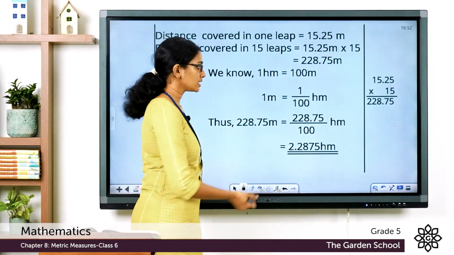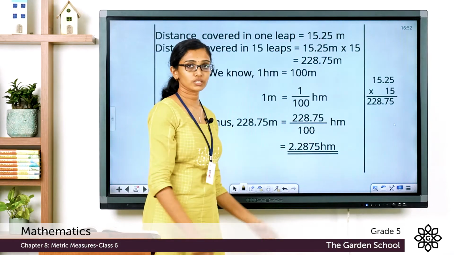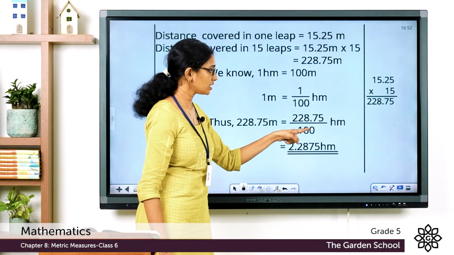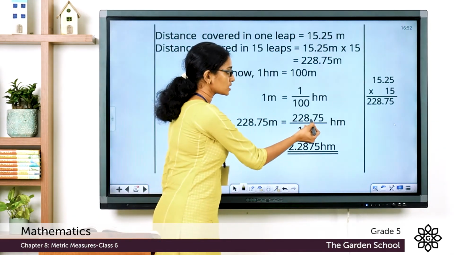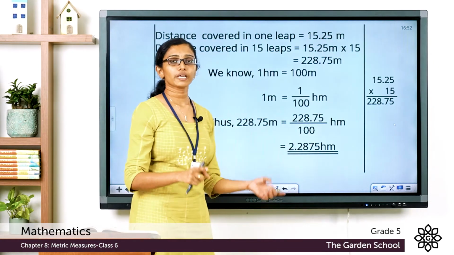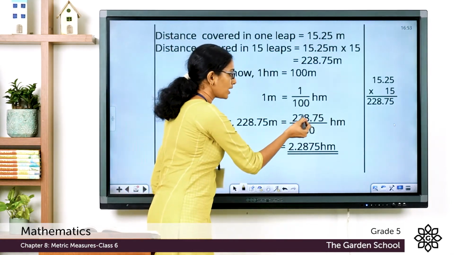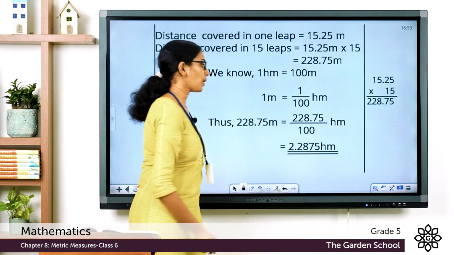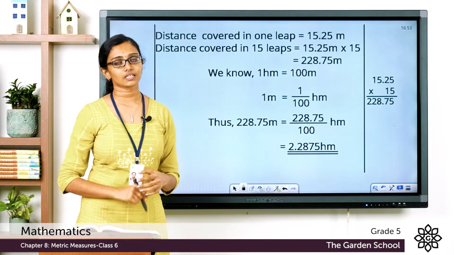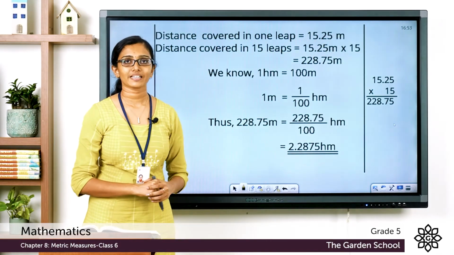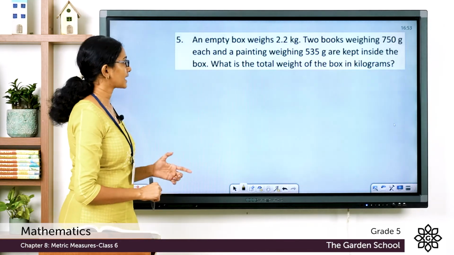And what is the answer? You have to count the number of zeros in the divisor here. It is 1, 2. So, you have to shift this decimal point 2 places to the left. So, it is 2.2875 hectometers. Hope you are clear with this question. Let us move on to the next one.